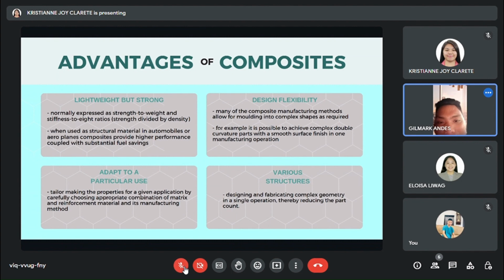Design flexibility. Many of the composites manufacturing methods allow for molding into complex shapes as required. For example, it is possible to achieve complex double curvature parts with a smooth surface finish in one manufacturing operation. Composites offer design options that would be hard to achieve with traditional materials.